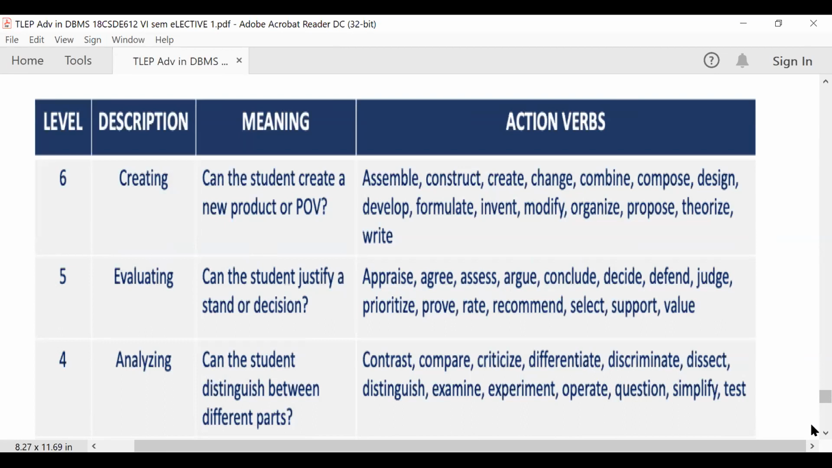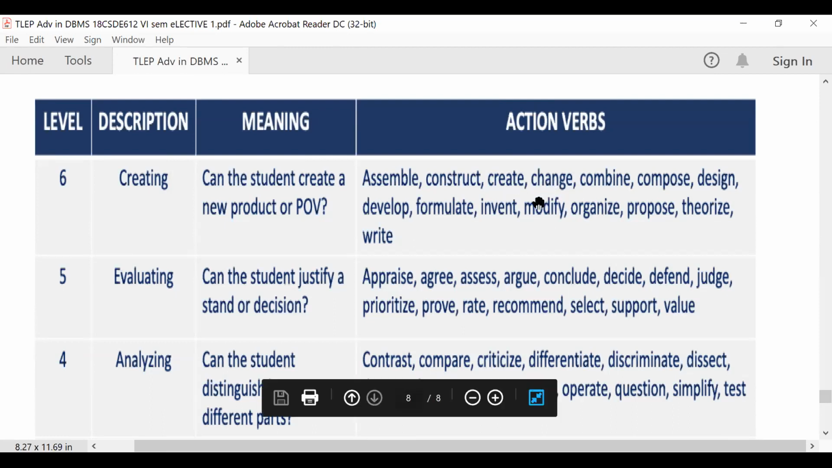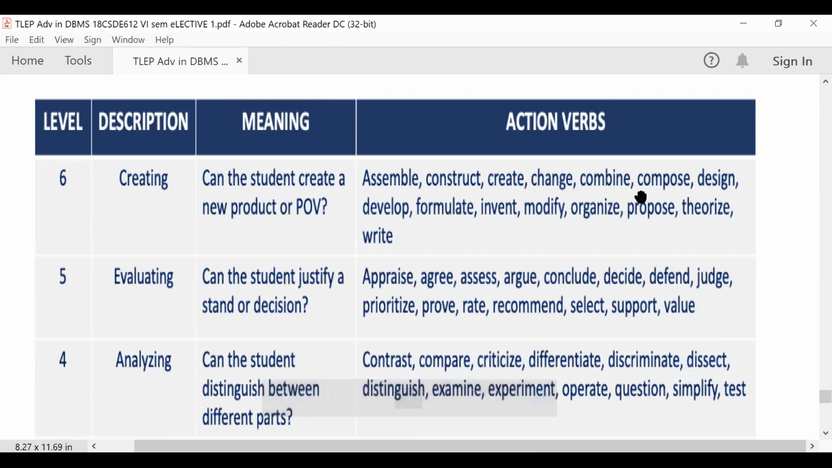Description in the sense, level 6 is the creating level. If you give some idea or problem, they should create some solution. They should create some model. They should create some program, application, app, or any web page. The meaning is, can students create a new product or a new patent? And if you want to question the students, or if you want to make some assignment, we have to follow the following action verbs. Assemble means they have to assemble. Construct means they have to create. Create means they will be creating a new model. Change means from the old one to new one, they have to change. So these are the verbs to be used in the creating level 6.